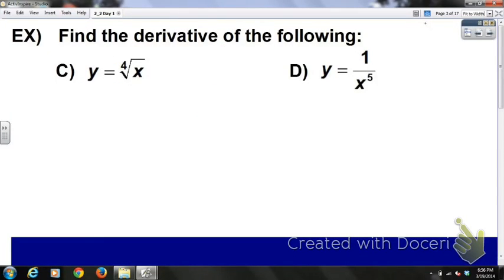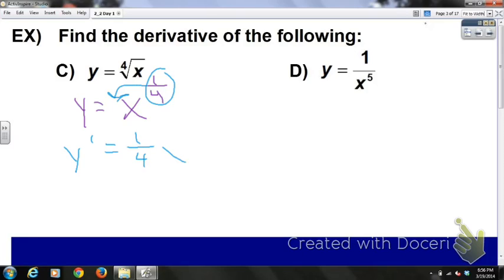Our next example is y equals the fourth root of x. Since our power rule with derivatives needs powers, let's rewrite this as a power. So this can be rewritten as y equals x to the 1/4 power. In order to take the derivative, we're going to apply the power rule. We take the 1/4 and put it out front. So we now have y prime is equal to 1/4 x to the 1/4 minus 1, which is going to give us negative 3/4 power.